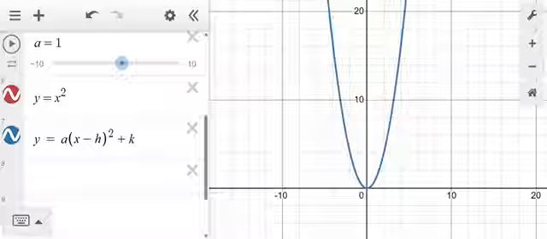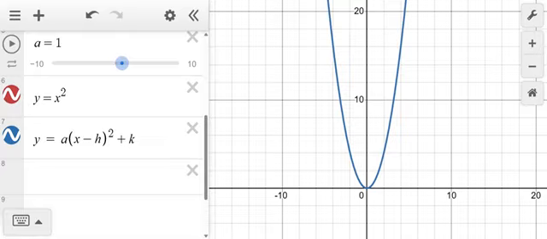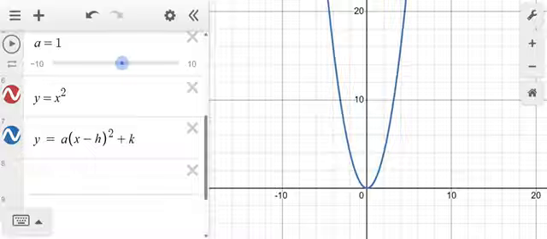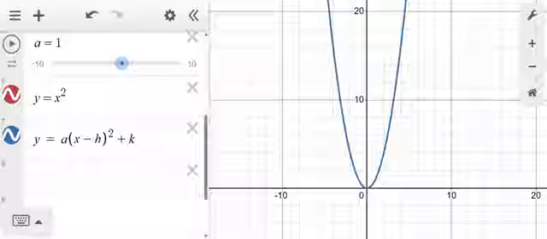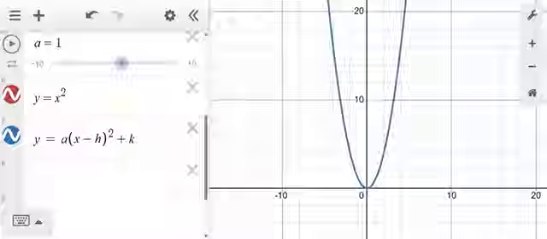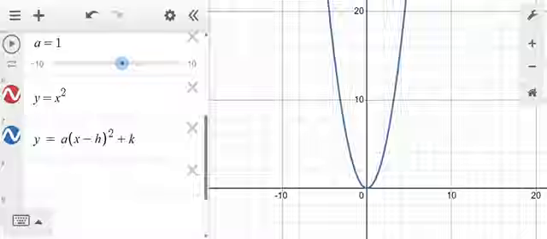Show me, when I had a number next to the X in the bracket for the circle, what did it do to the circle? Show me. Everyone. Oh yeah, it was moving horizontally. Interesting. Okay, let's see if that's the case for a parabola. And then today we're going to look at this K. So notice, the K is after everything.